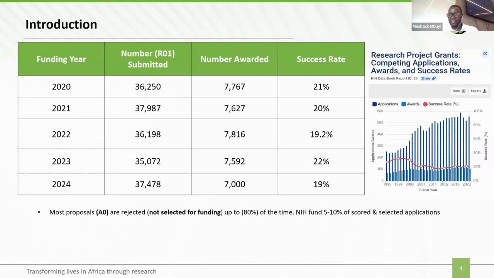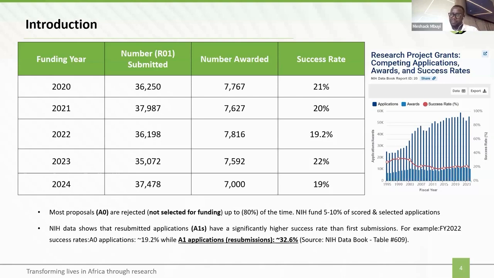But you'll be surprised that NIH funds 5 to 10% of scored and selected applications. So the 20% that you're seeing as success rate are grant applications that have been selected for funding. But that does not mean this is the number that will get funding. The number that will eventually get funding is actually 5 to 10%, because they also have to weigh all other options and their priorities, and select. And this now will be the role of program officers in this donor agency, to select out of the 20% of applications they've been given which ones they will support.